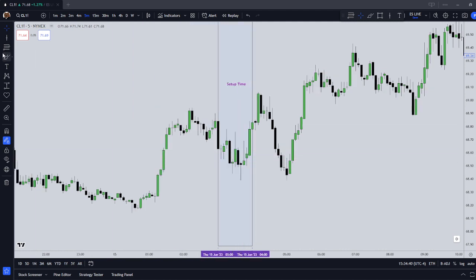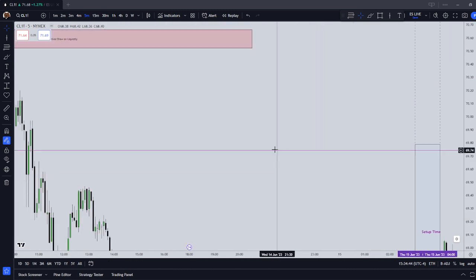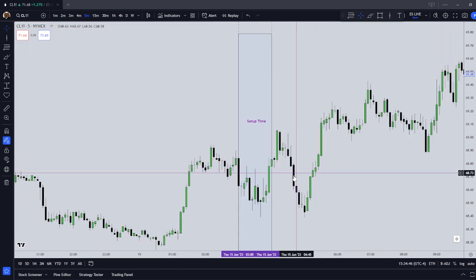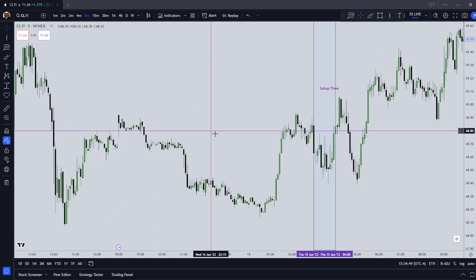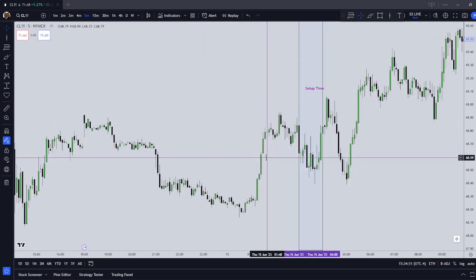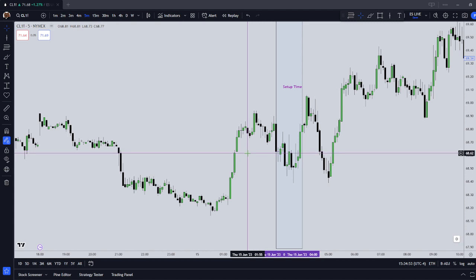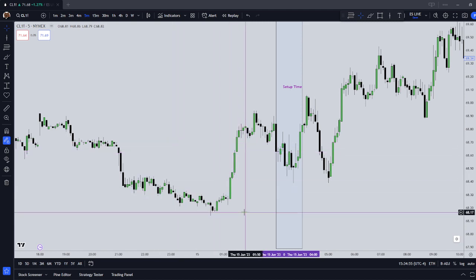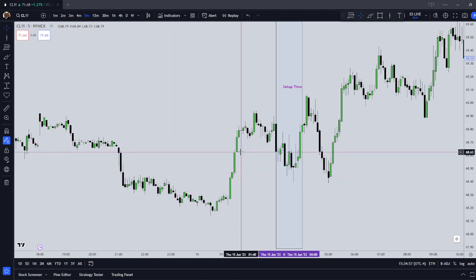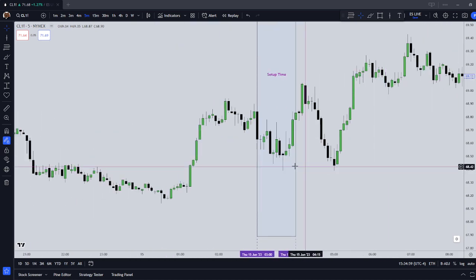So what sort of inefficiencies are we looking for? Well, depending on where we want to target liquidity, ideally we'd find the opposite of that. But it could be a fair value gap, it could be an actual gap, it could be a very long wick, or it could be a volume imbalance. It needs to be somewhere where only one side of the market was offered.